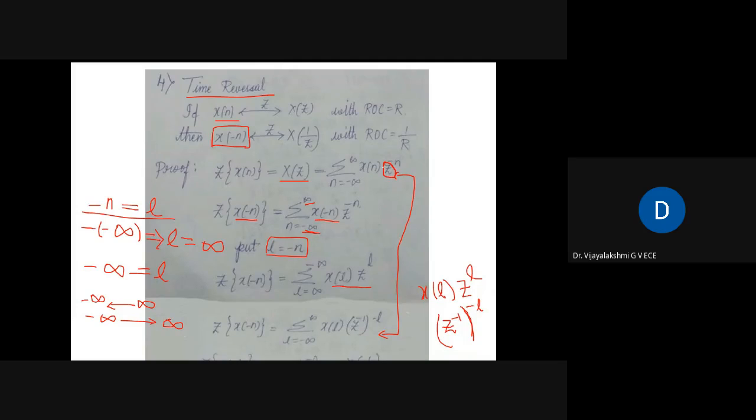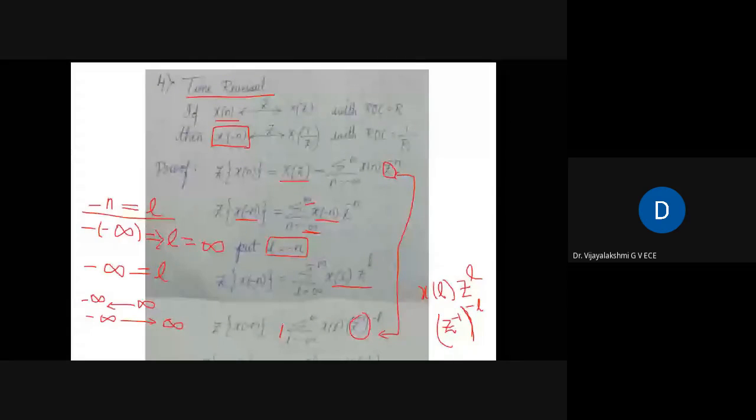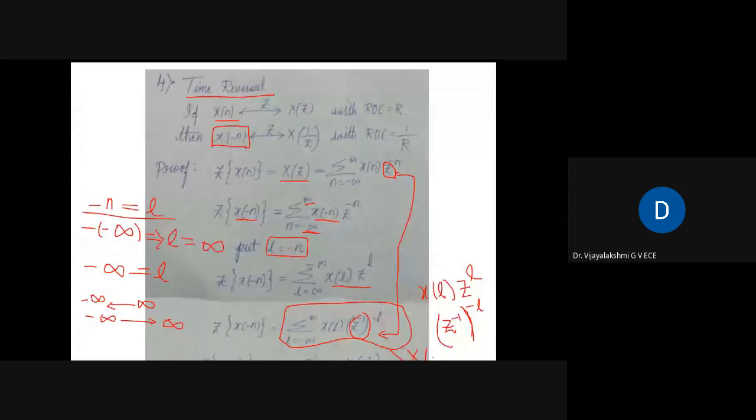If you have z here, then I can write it as x of z. If I have z inverse here, then I can write this as x of z inverse. This is the Z transform equation, but instead of Z, I have Z inverse. So this can be written as x of Z inverse or x of 1 over Z. So on the left hand side, I have Z transform of x of minus n, and I got x of Z inverse. So this is the proof of the time reversal property.